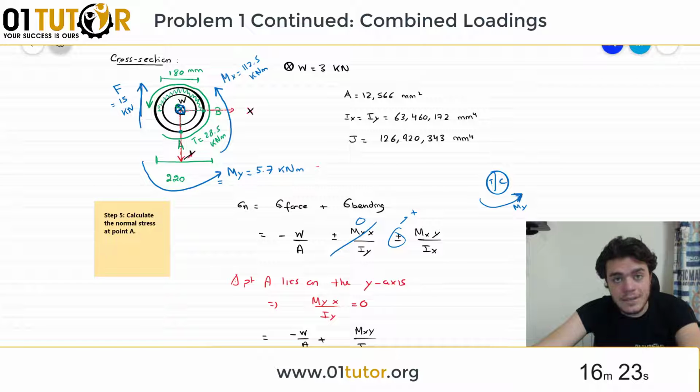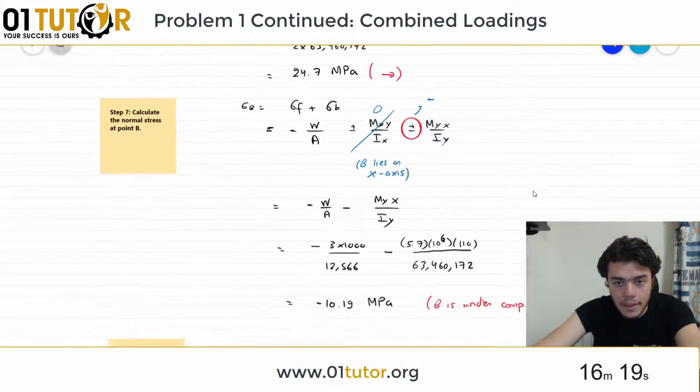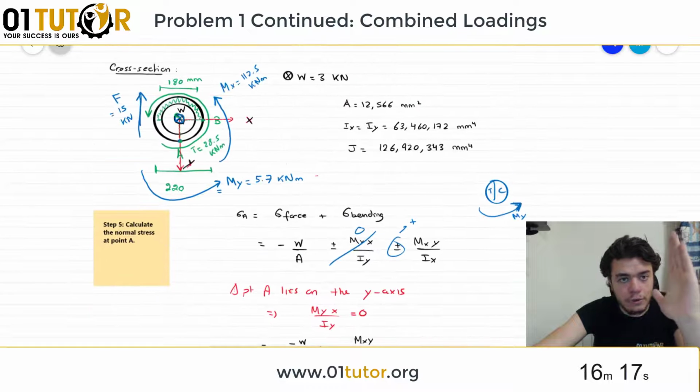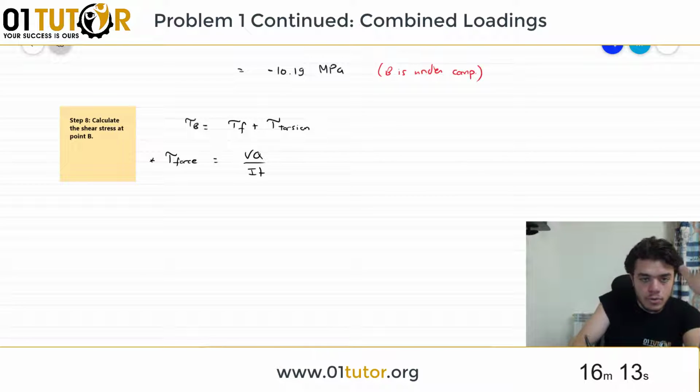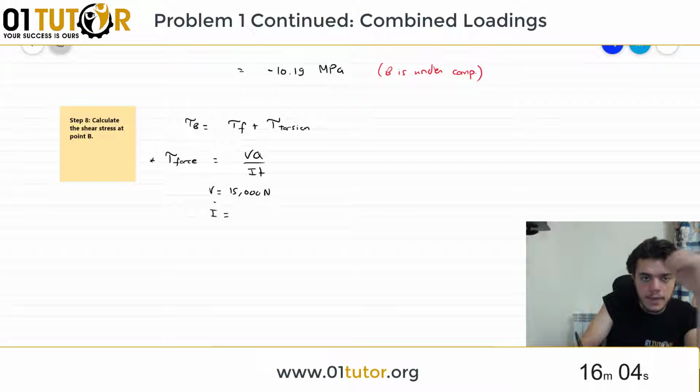Therefore, there is a shear stress developed at point B due to the force. Now, we have that V, which is the shear force acting vertically, is equal to 15 kilonewtons. So V in here is 15,000 newtons. We have that I is going to be equal to 63,460,172.